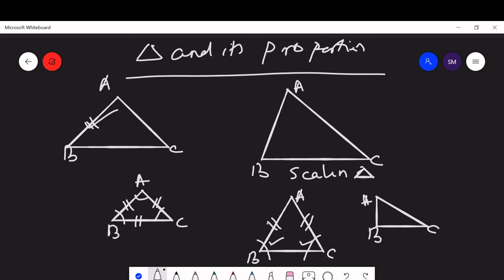Then this is called a right angle triangle, which means one angle is a right angle. ABC is a right angle triangle where the right angle is at B. Then the side opposite to the right angle is called the hypotenuse. AC is the hypotenuse and B is the right angle. Then this triangle is called an acute angle triangle, which means all three angles are acute. What do you mean by an acute angle? An acute angle is an angle whose measure is less than 90 degrees.